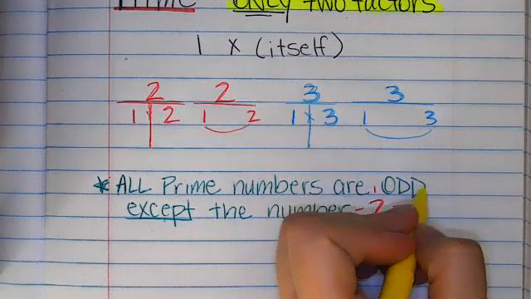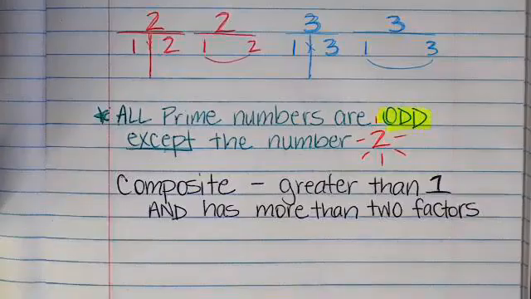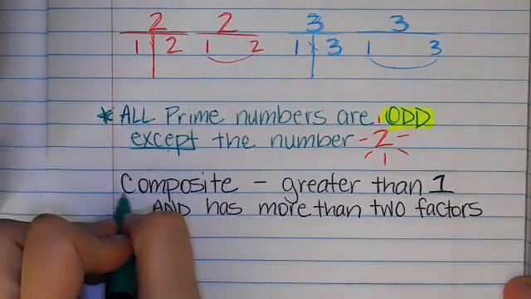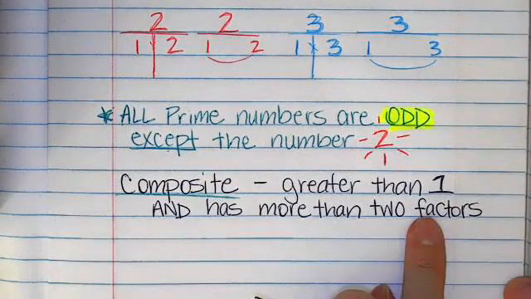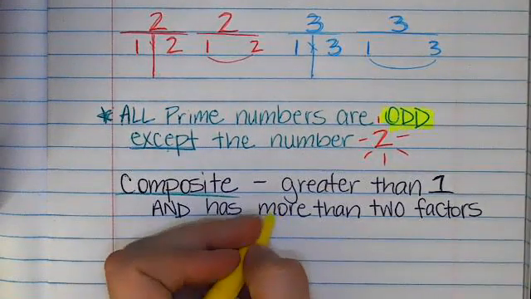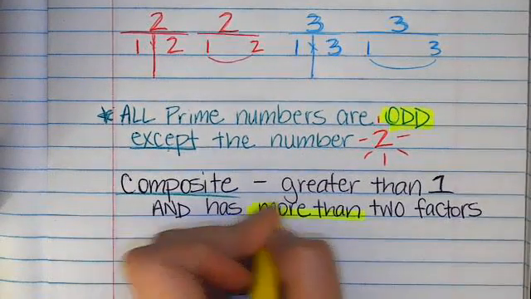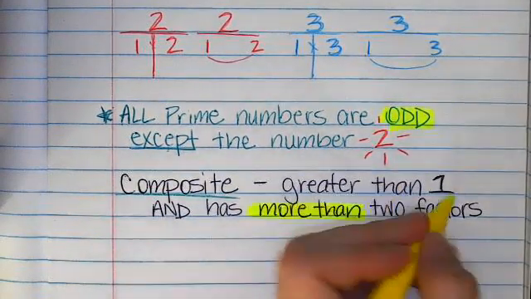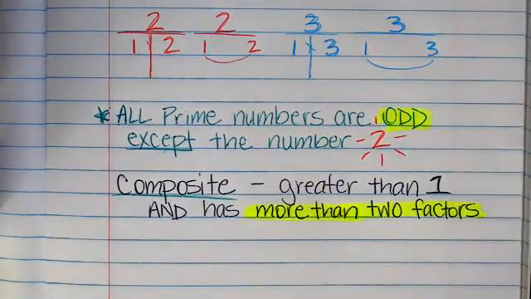That's all. So moving on to the next thing, we're going to learn what a composite number is. Composite numbers are greater than 1, and they have more than 2 factors. So that is the rule. There are more than 2 factors that it has. That's greater than the number 1.